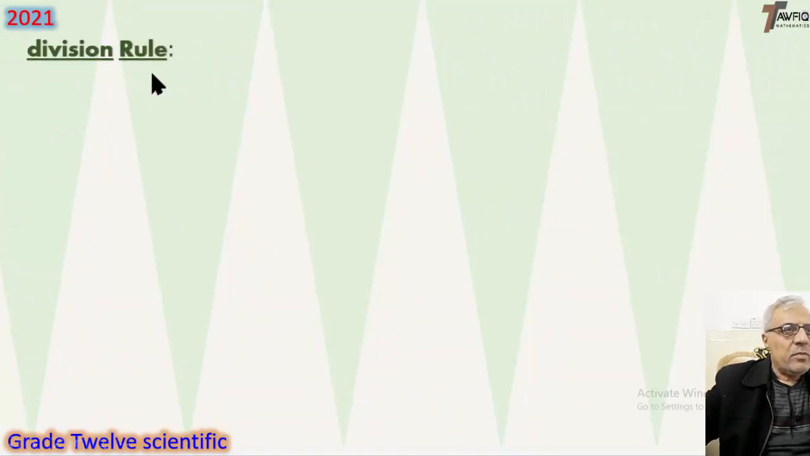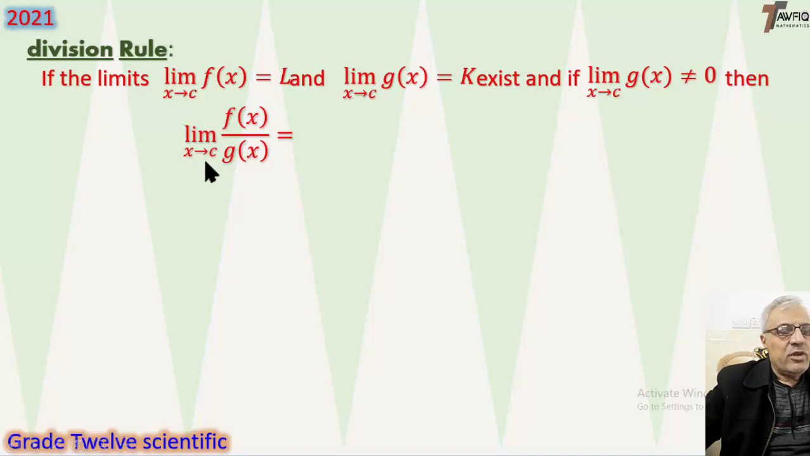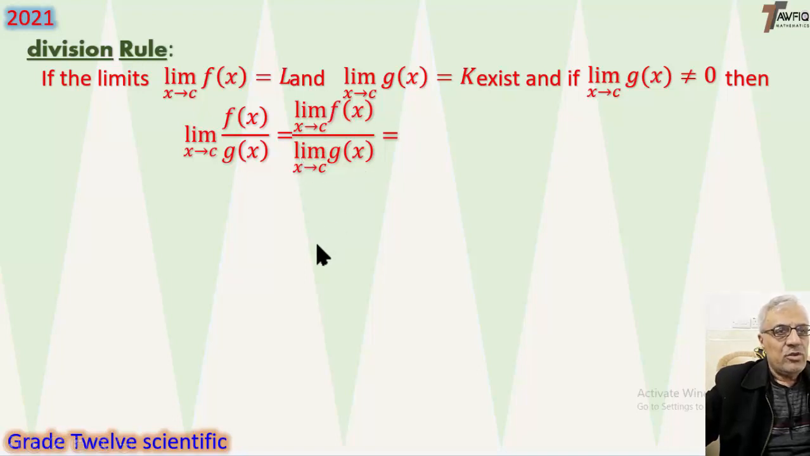Division rules. If the limit of f(x) as x approaches c is equal to L, and the limit of g(x) as x approaches c is k and exists, and if the limit of g(x) as x approaches c is not equal to 0, then the limit as x approaches c of f(x) over g(x) is the limit of f(x) over the limit of g(x), which is equal to L over k.